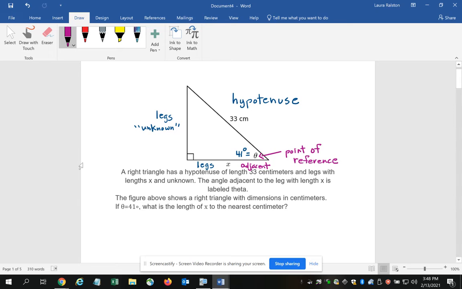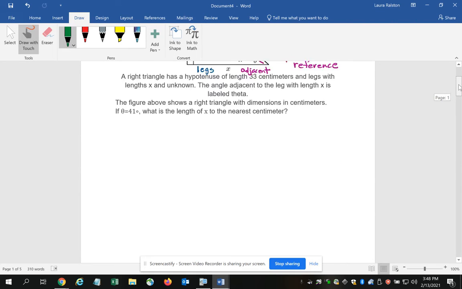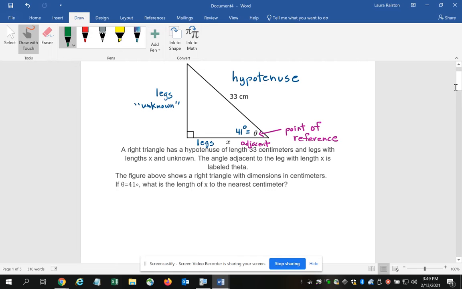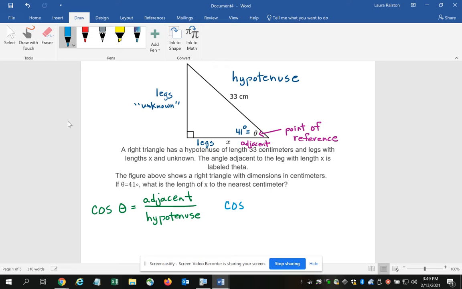So then I have to stop and think, which trigonometric function involves the adjacent and the hypotenuse? And I hope that brings you to cosine. The cosine of angle theta would be the adjacent over the hypotenuse. So that becomes your formula, if you will, and then we're simply going to plug and chug into that formula. That's the first decision you have to make: which trigonometric relationship are you going to use for a particular problem?